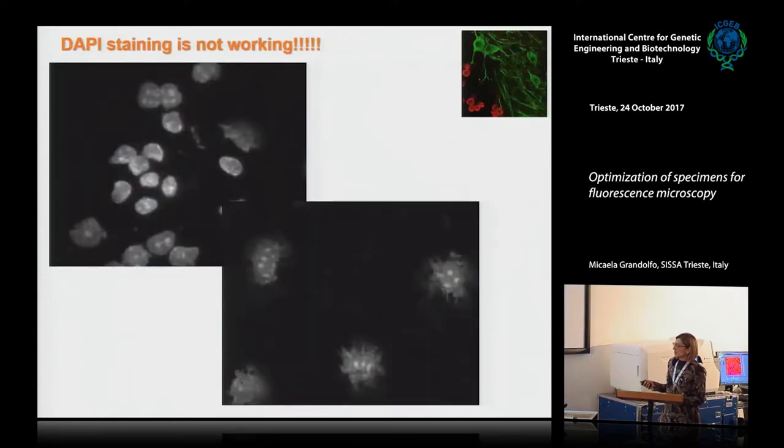Here I have a funny example. These are two pictures of cell culture. A student of mine asked me for a new aliquot of DAPI because, as you can see, the DAPI doesn't work. And it is clear that in this picture, DAPI is working perfectly, but the nuclei are exploded.